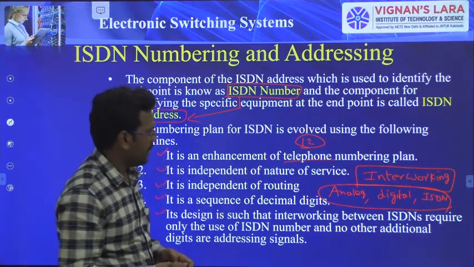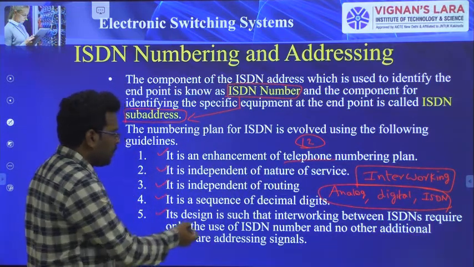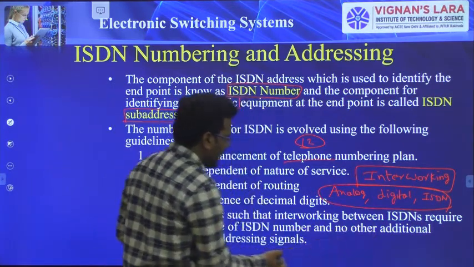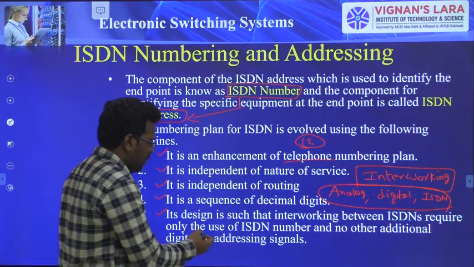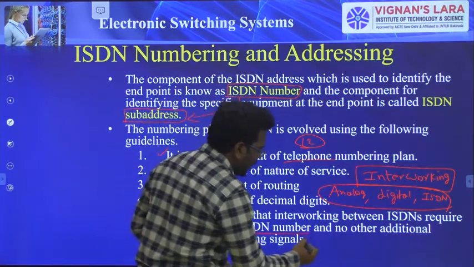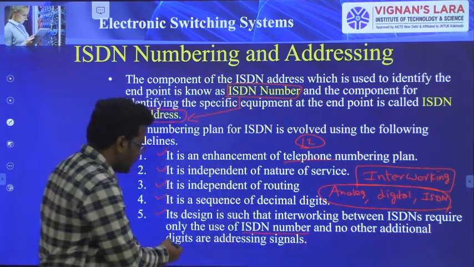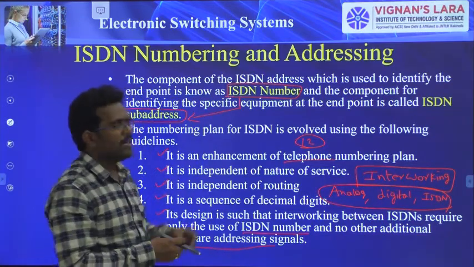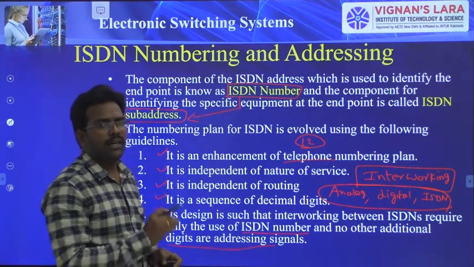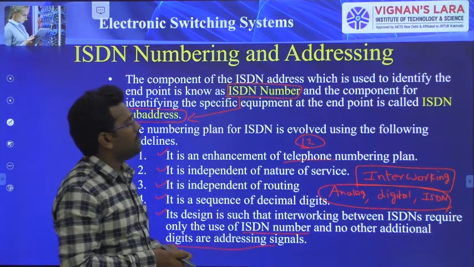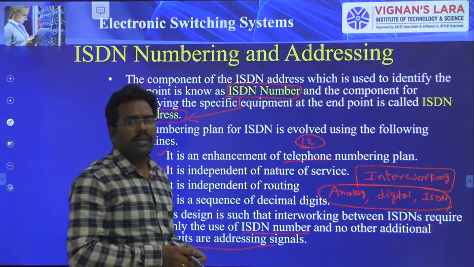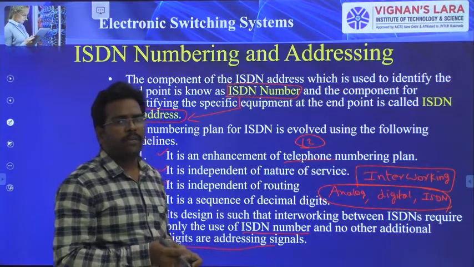So here it is designed such that interworking between the ISDN requirements and also the use of the ISDN number, and no other additional digits are addressing the signals. So there are some guidelines given by CCITT for obtaining this numbering plan for ISDN, to identify the equipment connected to the endpoint.